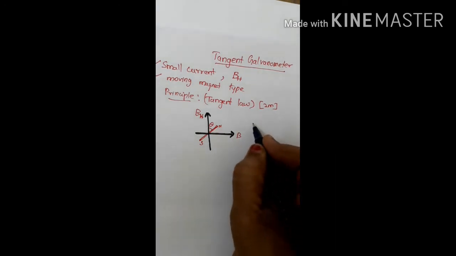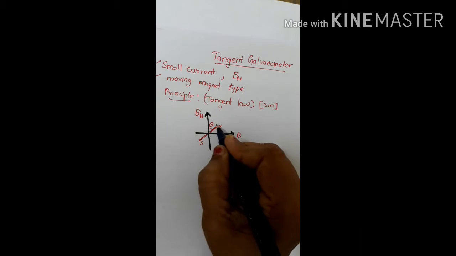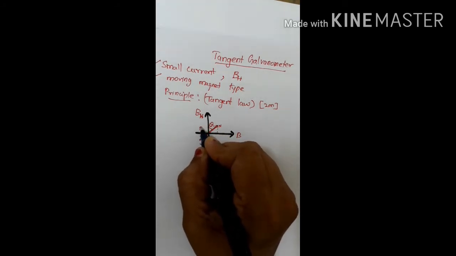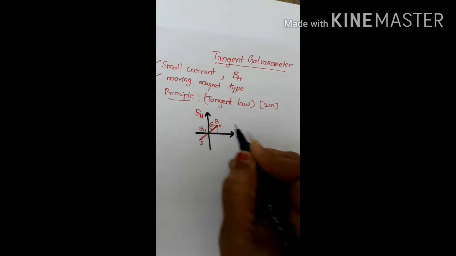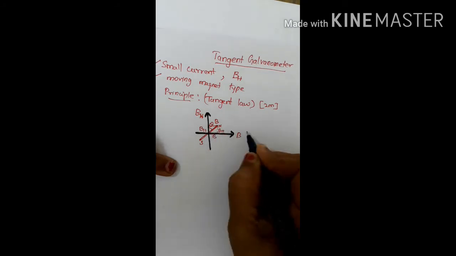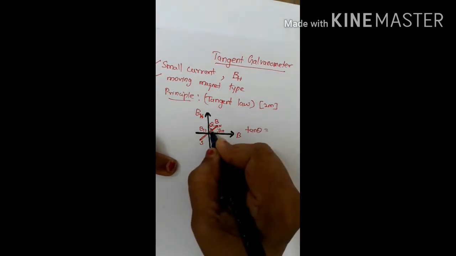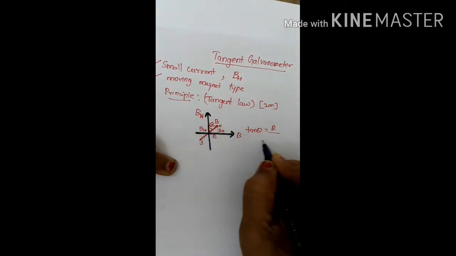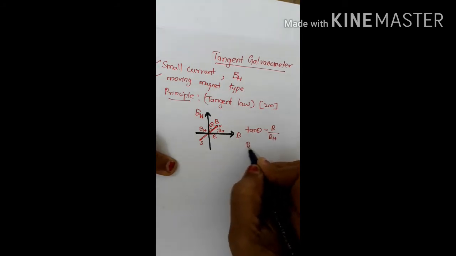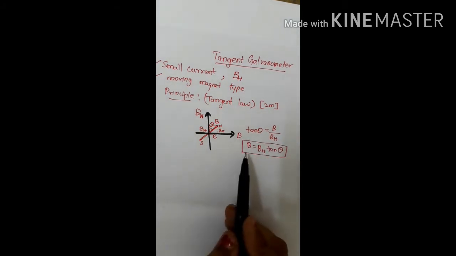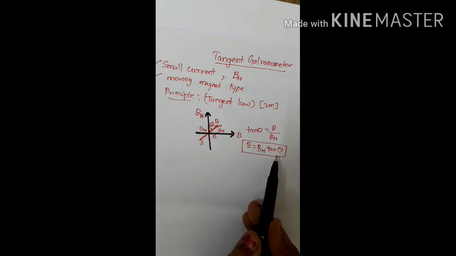Mathematically, you can express this by considering a triangle. This side will be BH and this side will be B, right? Now if you take tan theta, what do you get? Opposite side B divided by adjacent side, that is BH. So B is equal to BH tan theta. This is the mathematical expression for tangent law: B is equal to BH tan theta.